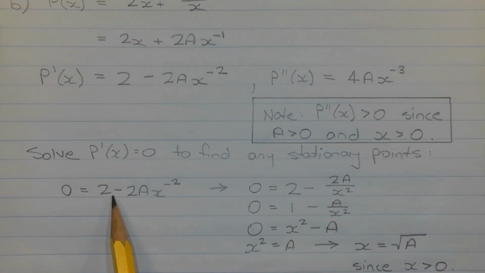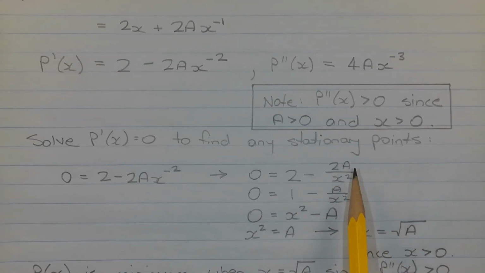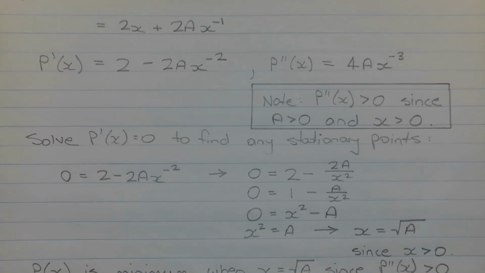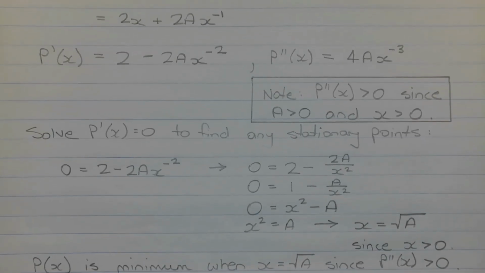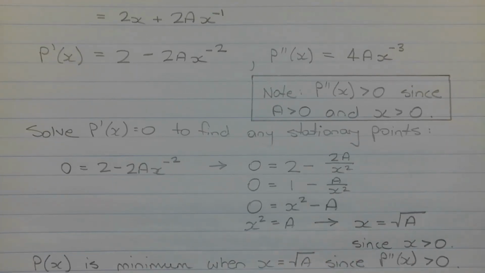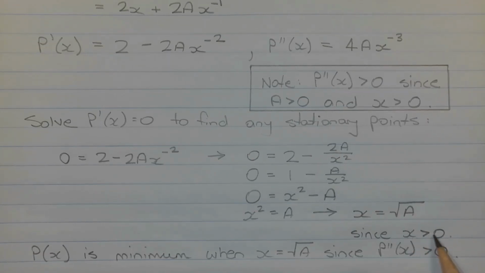So 0 is equal to 2 minus 2 times a times x to the power of negative 2. The equation can be written using positive indices now. 0 is equal to 2 minus 2a over x squared. Dividing all terms by 2 to simplify the equation, we get 0 is equal to 1 minus a over x squared. Multiplying all terms by x squared, we get 0 is equal to x squared minus a. Rearranging this equation to isolate x squared, we get x squared is equal to a. And taking the square root of both sides, we get x is equal to the square root of a. And we only consider the positive square root because x is positive.